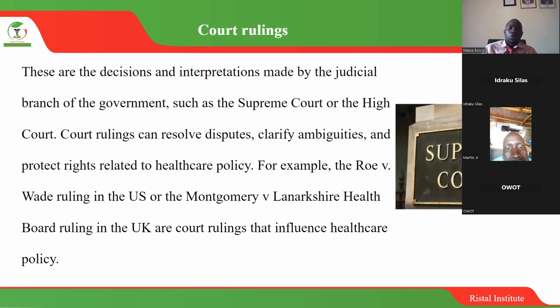And then we have the court rulings, okay? Like we earlier said, you can have a litigation where even a private citizen decides to take the government to court, and then the Supreme Court can make a ruling. And when that ruling is made, it becomes part of the policy. So we have some rulings, for example, in the US, and also in the UK, that became very influential on health policy.